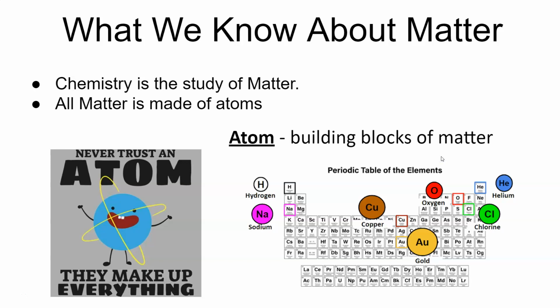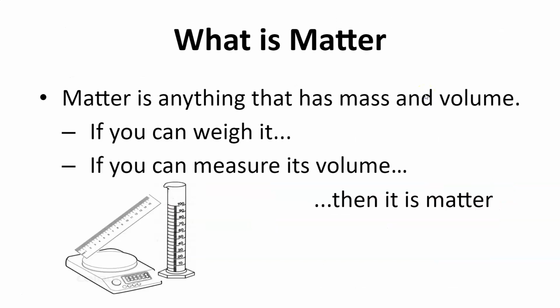So we have been discussing matter in this unit, and it's related to atoms. We know that chemistry is the study of matter, and all matter is made of atoms. But what exactly is matter? Matter is anything that has mass and volume. So if you can weigh it, it's matter. If you can measure its volume, then it's matter.